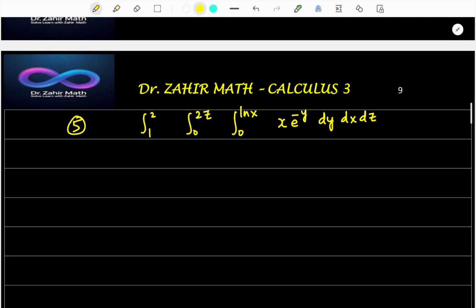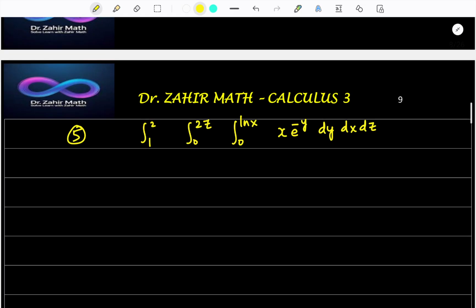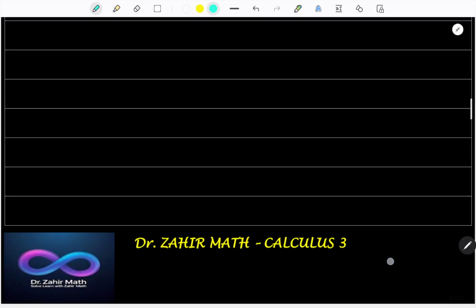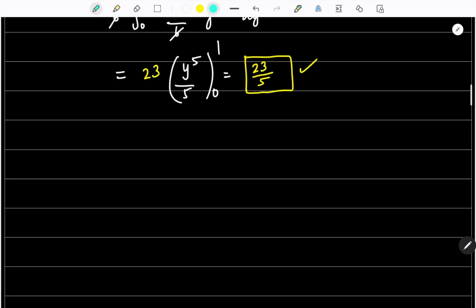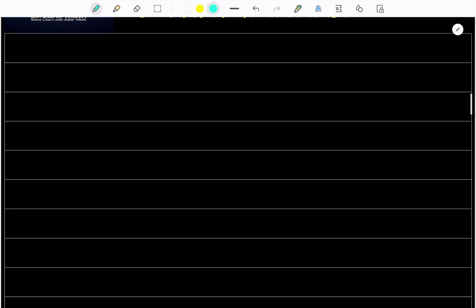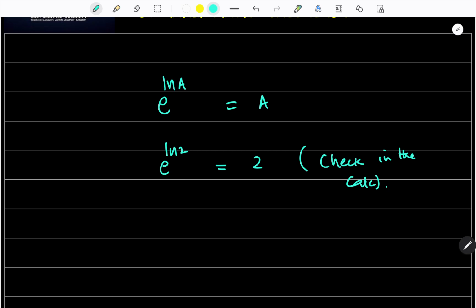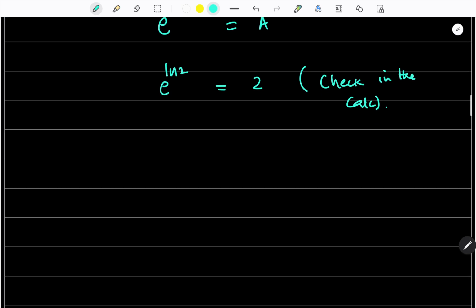Integral 1 to 2, integral 0 to 2z, integral 0 to ln x, x e power minus y, dy, dx, dz. Before going to this, I want to say a few things about some rules. The rule which I am going to tell is one which you studied earlier: e power ln a is equal to a. What's the meaning of that? e power ln 2 is equal to 2. You can check in the calculator also. e power ln 2 is 2, right?